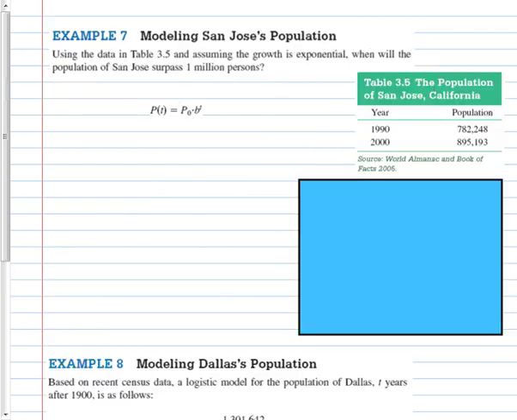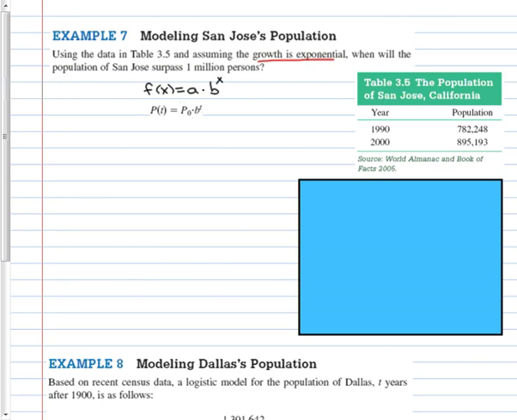Modeling San Jose's population, assuming the growth is exponential. Now that can't go on forever, but it can for a while. When will the population of San Jose surpass 1 million persons? Exponentials look like this. But if we're talking about populations, we often use different variables. Population at time t equals the population at time 0 times a base raised to t, the time that goes by. Exactly the same formula, exactly the same equation, just different variables.